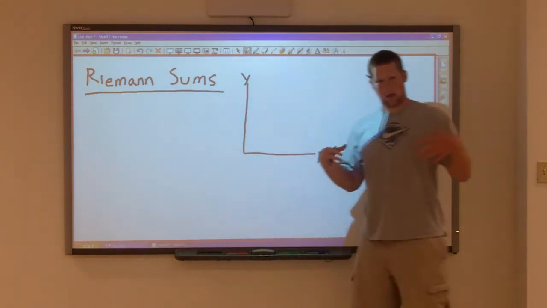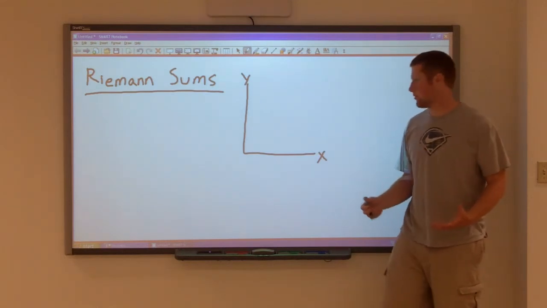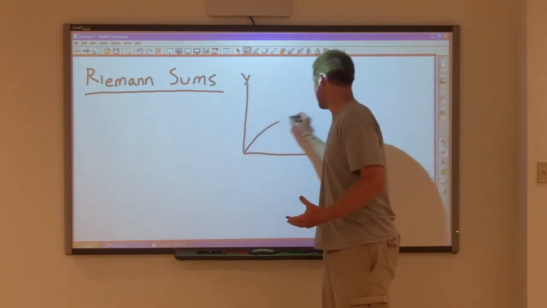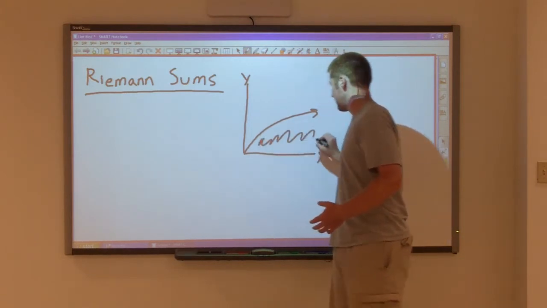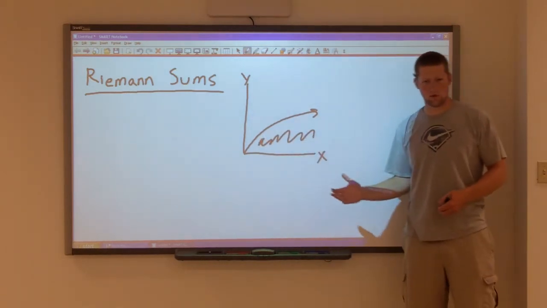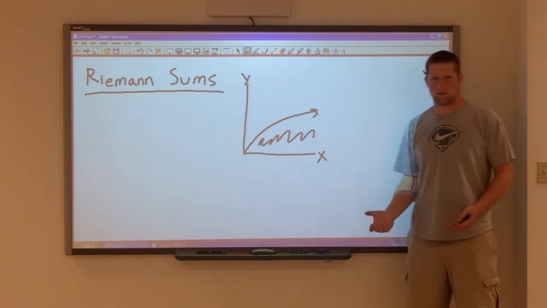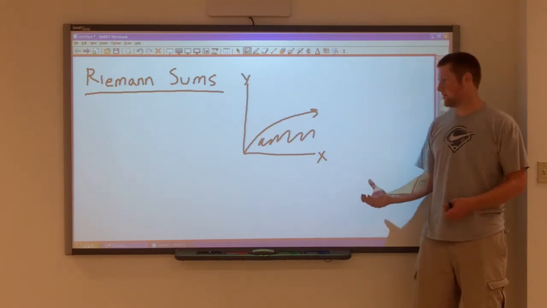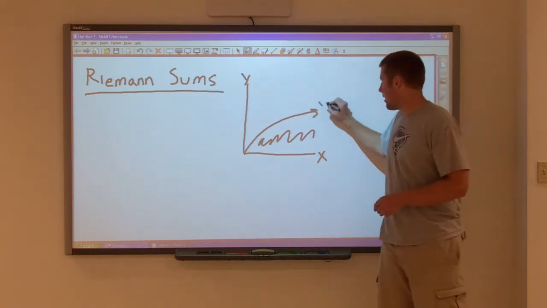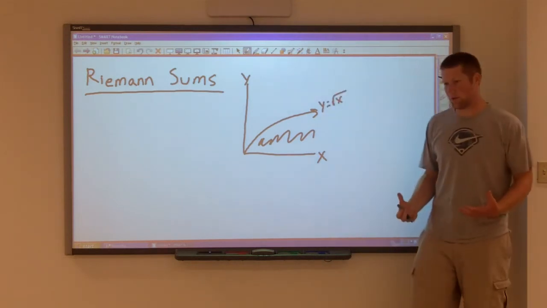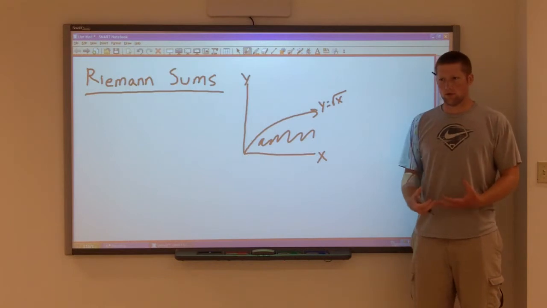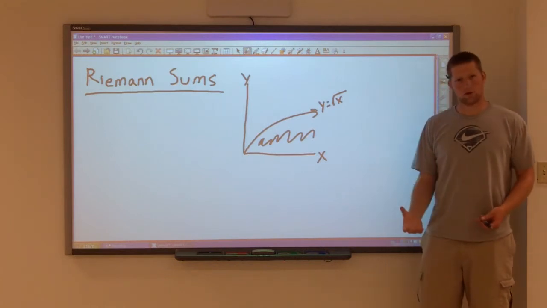So, if you have a graph on an xy axis, let's say that y equals the square root of x. So you have a graph like this. And we're asked to find this area underneath of the curve. Now, if the graph was a circle or a rectangle, that would be easy. We just use our geometry and calculate the area. But it's not. Y equals the square root of x. There's no area formula for that. So what do we do? Well, that's where Riemann sums come into play.